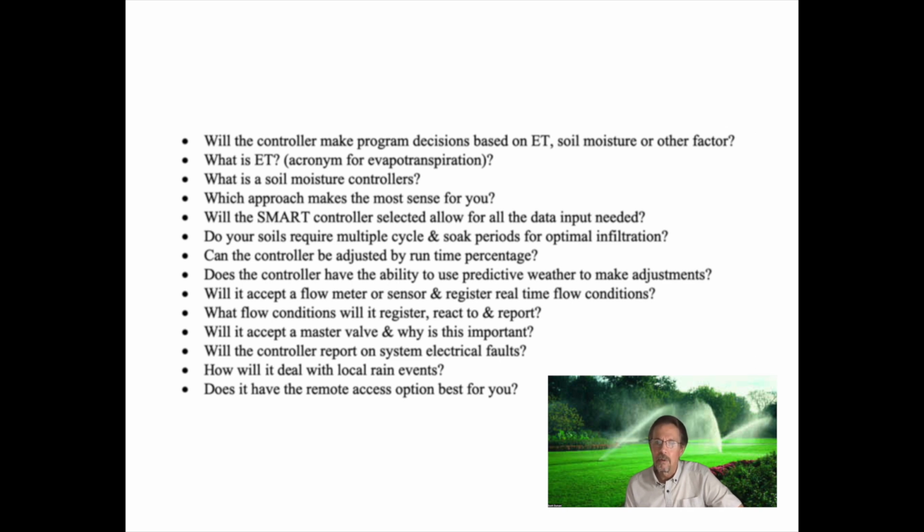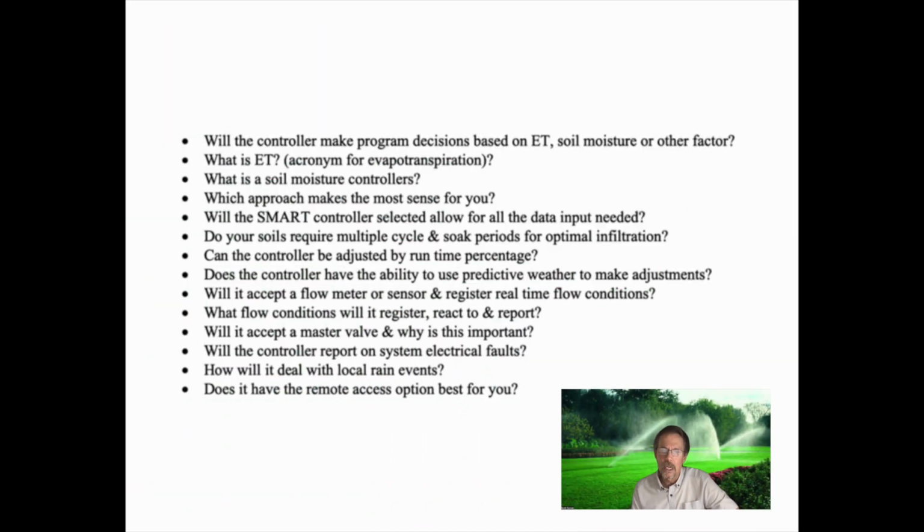A master valve can prevent water loss when a valve sticks on or there is a mainline break, for example. Will the controller report on system electrical faults? A bad valve solenoid or overcurrent situation can prevent the zone from operating and lead to plant damage or replacement. How will it deal with local rain events? A local rain sensor reacts to site-specific rainfall events. It can be very important when working with a weather-based controller.